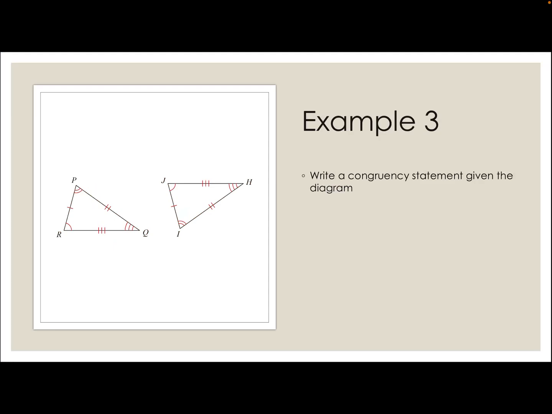Example 3 is you write a congruency statement given this diagram. Remember, the order of the angles should tell you all you need to know. All right, so there are lots of answers that you could have come up with. Say you started with R, then you went to P, and then you went to Q. So that means you would have triangle RPQ is congruent to, so you started with the single angle mark. So that means we need to go to triangle J, then we will go to I, and then we'll go to H. So triangle JIH.